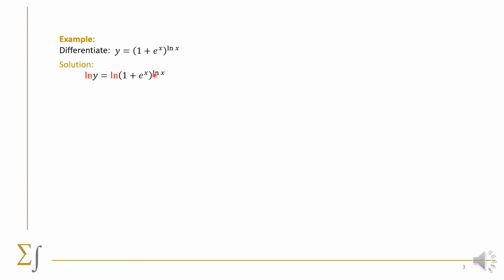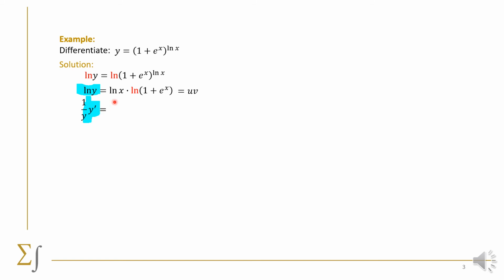This power in the exponent will come down using the properties of logarithms. So we will write ln y is equal to ln x, which was in the exponent, multiplied by ln of 1 plus e^x. This is equal to the product of two functions, so we take this into account when we are differentiating. We differentiate both sides with respect to x. On the left-hand side, we will have the derivative of ln y to be 1 over y multiplied by y prime, or dy by dx.